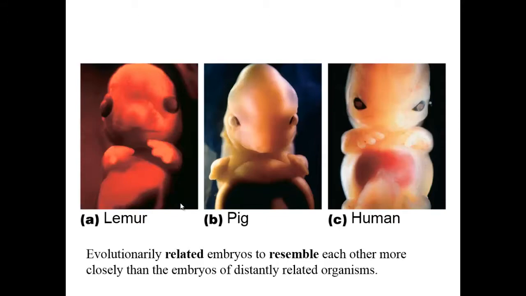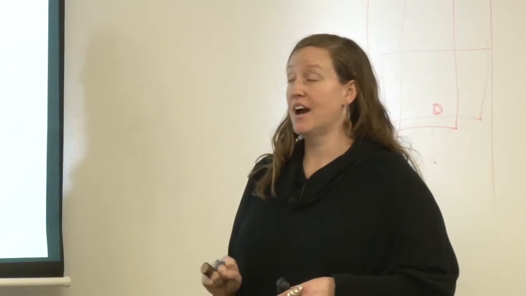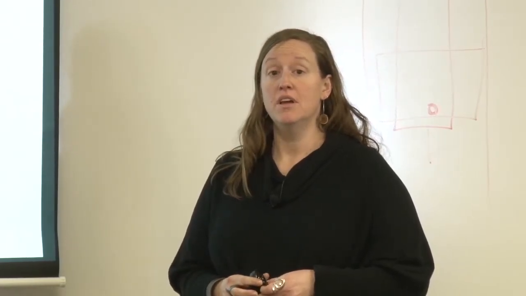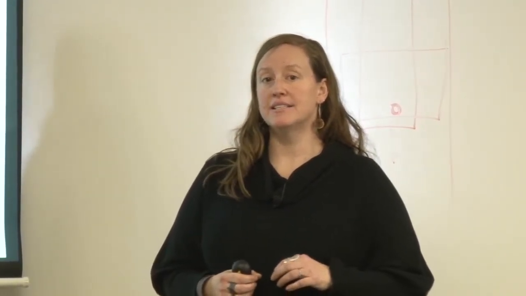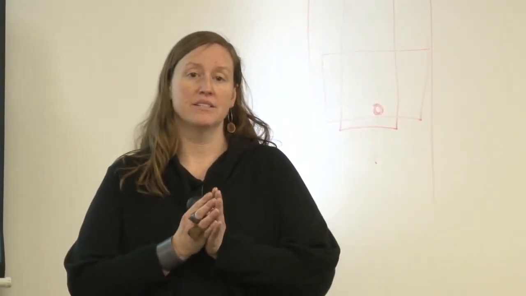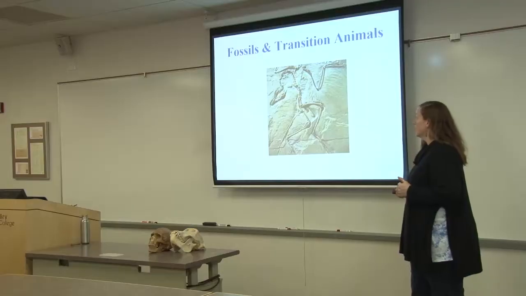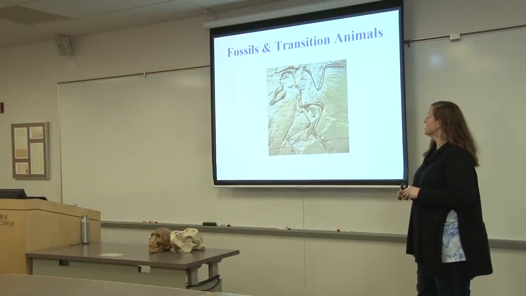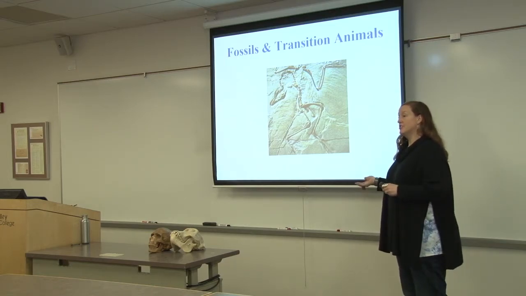Now, let's take a look at a second piece of evidence of evolution. That's fossils and transition animals. So here's an example of a fossil. It's called Archaeopteryx. Archaeopteryx is a transition animal between birds and reptiles. What that means is that it's an animal that comes from a common ancestor and has both bird and reptile characteristics. A fossil is pieces of bone that are left over from ancient organisms.